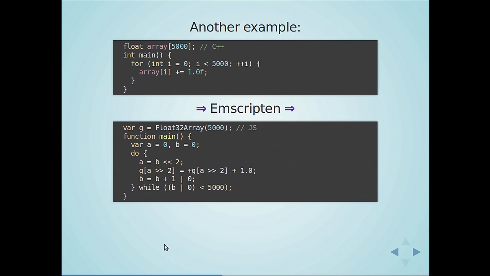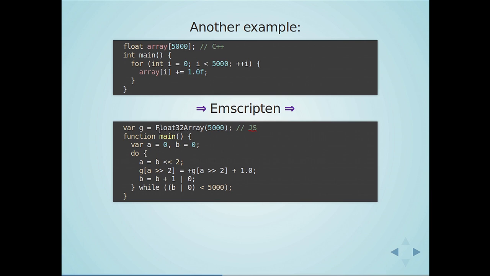But let's look at a slightly more complex example. Now we're going all the way back to the original source code. This is a silly little code sample in C++. You have an array of 5,000 floats, and we just loop over it and add 1 to each element. This isn't anything clever, just for example purposes.